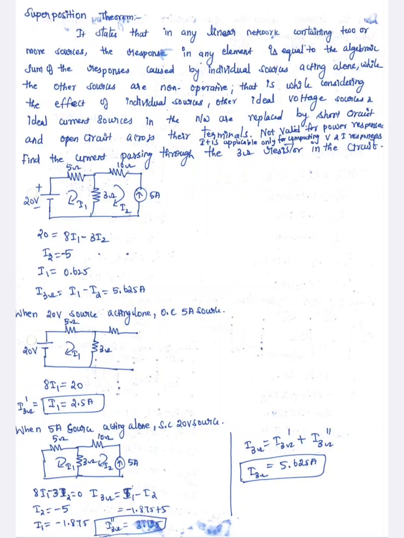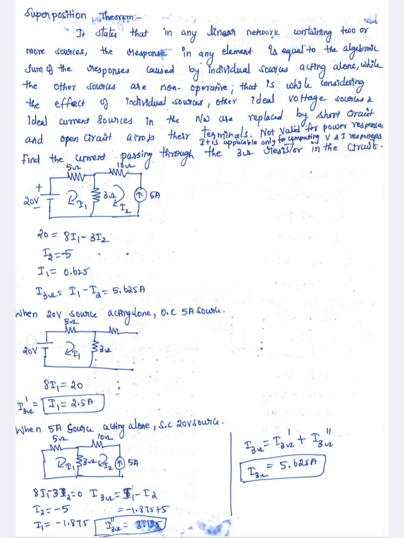While the 20 volts was acting alone, how many meshes do you have here? Now you have only 1 mesh. Now apply KVL to this mesh. So by applying KVL, 20 is equal to 8I1, so I1 is equal to 2.5 amps. So this is what I3 ohm does. This is the first response of the 3 ohm resistor by the 20 volt source acting alone.